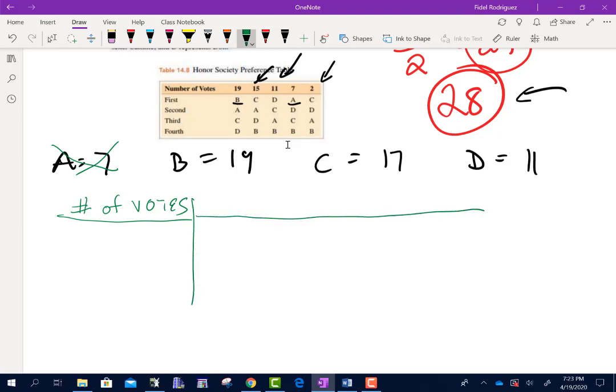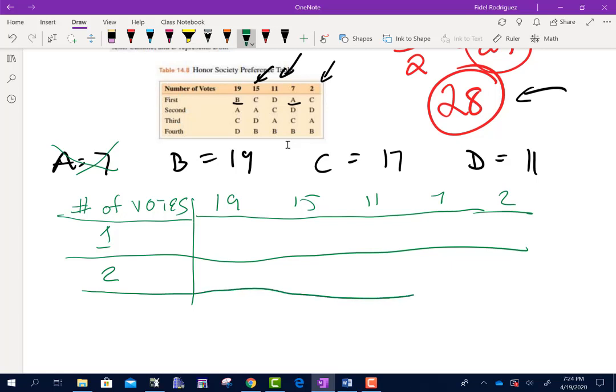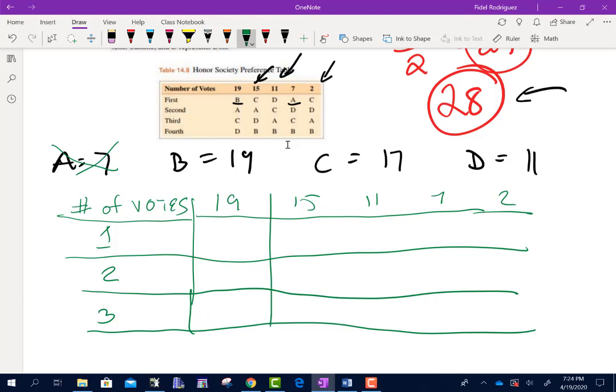And the numbers are going to stay the same, 19, 15, 11, 7, and 2. And I'm going to go first, second, third. Guys, we are not going to have a fourth, okay? So everywhere we used to have the letter A for Antoine, I'm going to scratch those out. So I'm going to get rid of this A here. I'm going to get rid of these A's here.